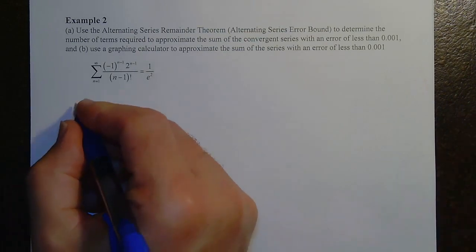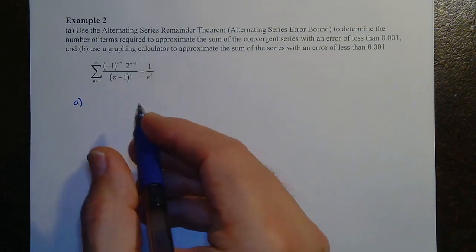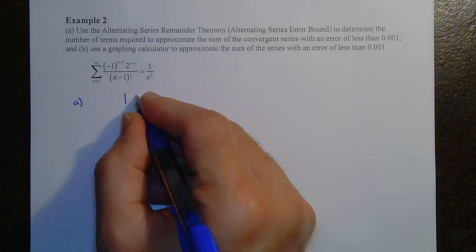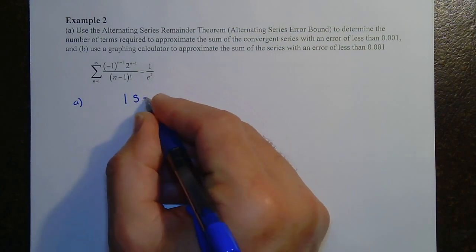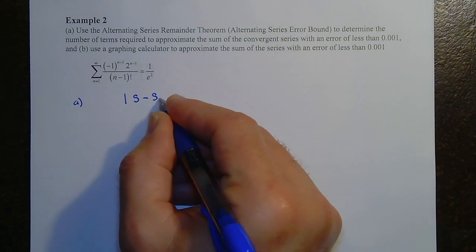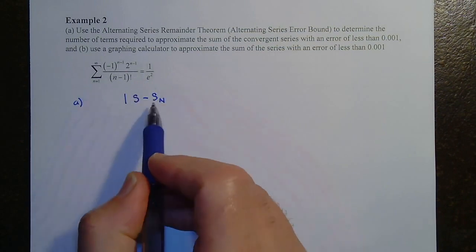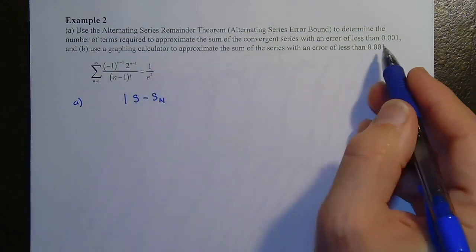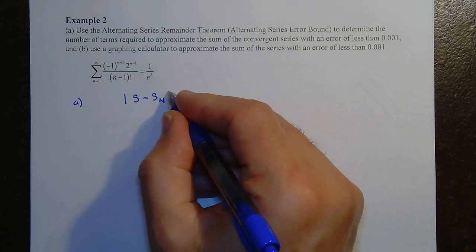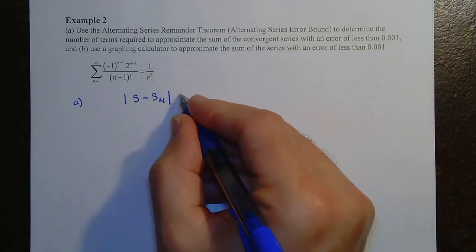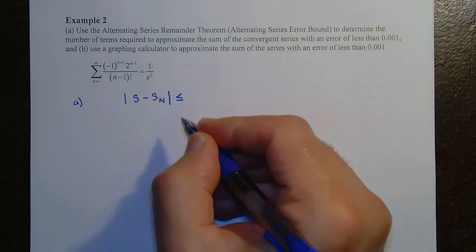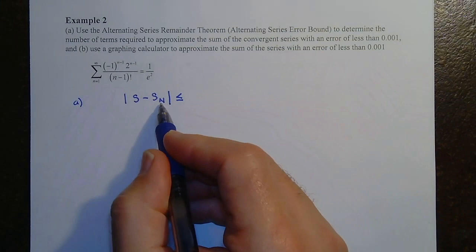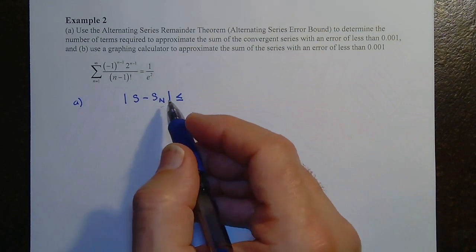So for part A, what we know is that we have the actual sum, which in this case is 1 over e squared, minus S sub some big N. Now it's different than this N. It's just some number that we have to go out to in order to approximate this within 0.001. The absolute value of that has to be less than or equal to the next unused term. If this starts at 1, then the next unused term would be A sub N plus 1.